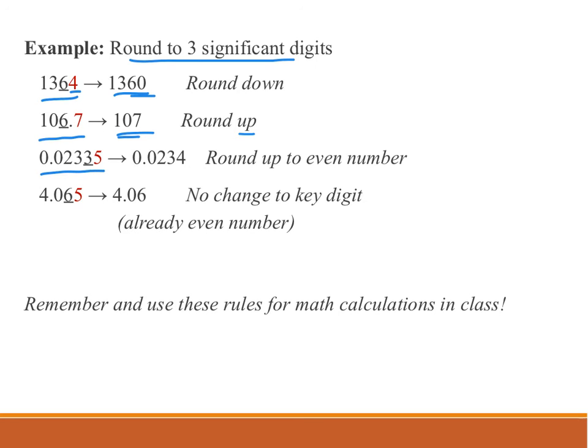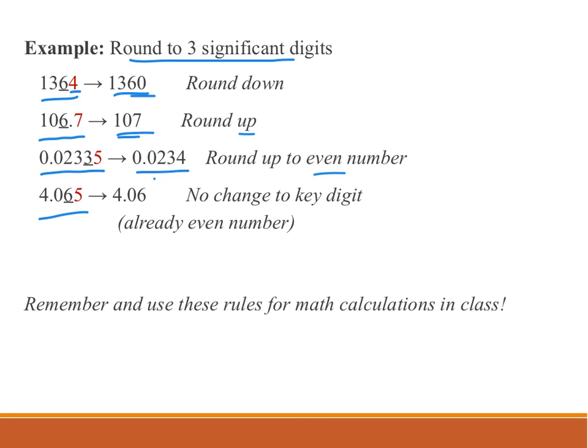In this particular problem, we have 0.02335, so there's 4 significant digits for starters. All of the non-zero numbers are significant. Our 5 is going to affect the 3. How are we going to round it? We're going to round that 3 up to make it an even number, so it'll become 0.0234.